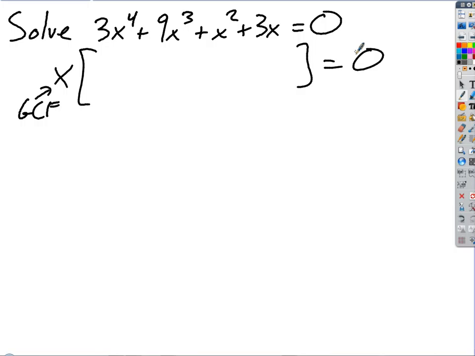What do we do then? What are we left with if I pull that x out front? Okay, so this first term, if I divide away an x, I'm going to get 3x cubed. Second term, 9x squared plus x plus 3. And now out in front of the brackets, we have one factor that's taken care of, right? This guy right here is done. But all this stuff we still have to deal with.